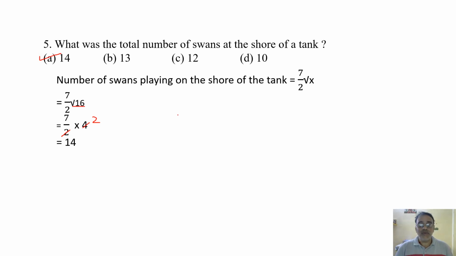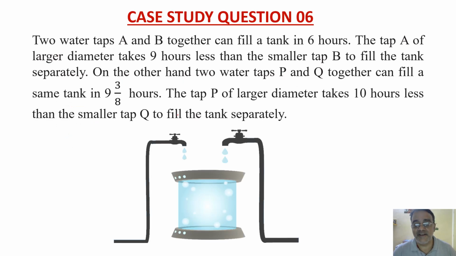So now we are moving toward the next case study, question number 6. Another 4 is left. Two water taps A and B together can fill a tank in 6 hours. The tap A of larger diameter takes 9 hours less than the smaller tap B to fill the tank separately. So here tap A is the larger diameter one and tap B the smaller diameter.